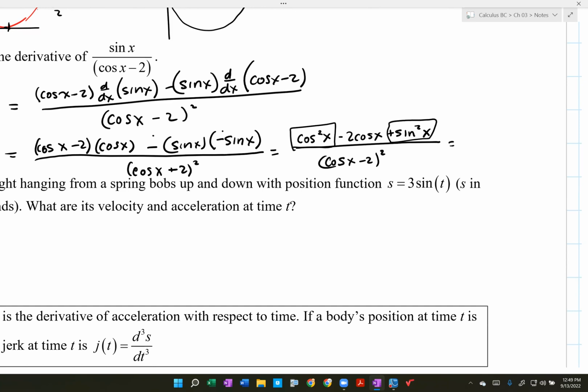and we recognize that as a Pythagorean identity. We recognize that the cosine squared plus the sine squared is equal to 1. So this becomes 1 minus 2 cosine x, all divided by cosine x minus 2 squared. And there's our final answer. That's the one that's more likely to show up as your multiple choice answer.